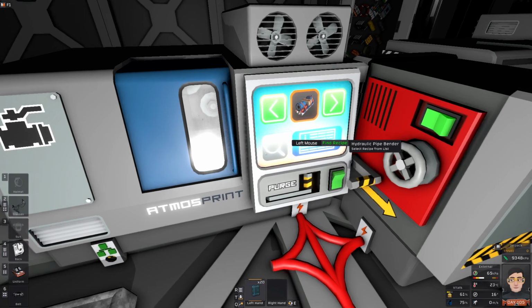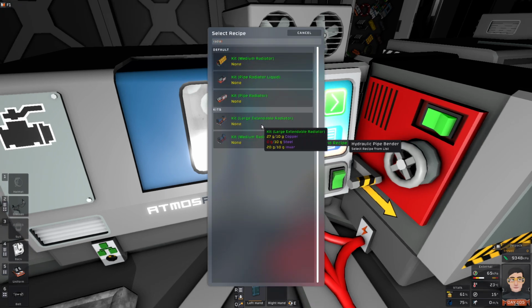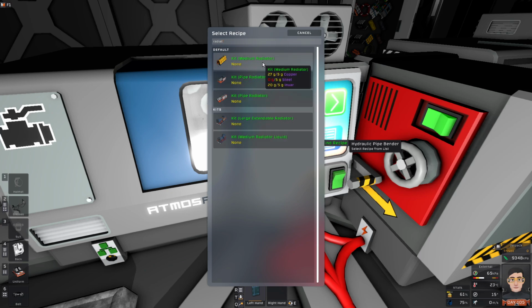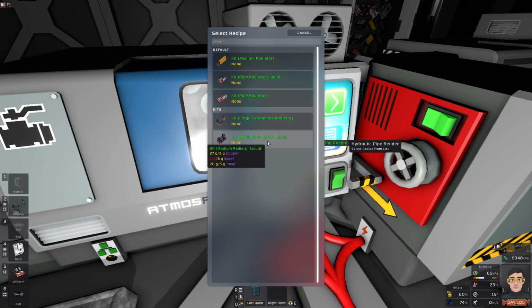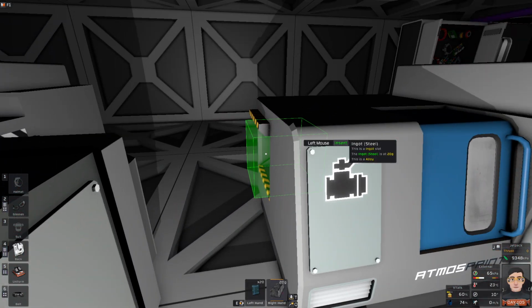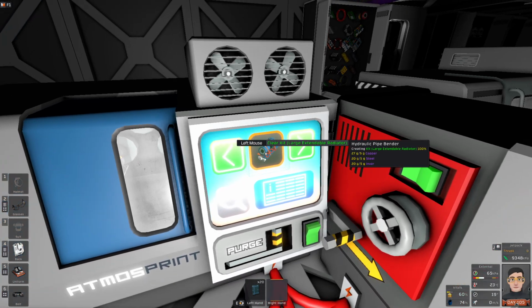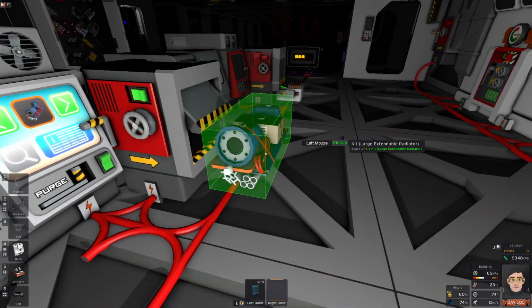So that means that we need to replace those. Now I checked, and there's not a variant for the medium radiators that has liquid input, so we have to go with... there it is, medium radiator liquid. So we're going to grab this extra 20 steel I set aside, and we're going to print 4 of those. Yep, we've got enough copper too. Good.